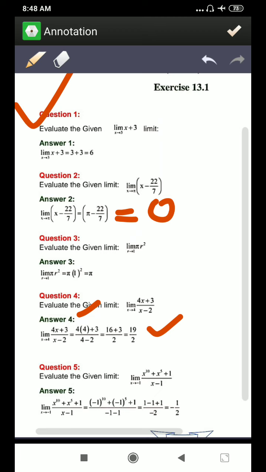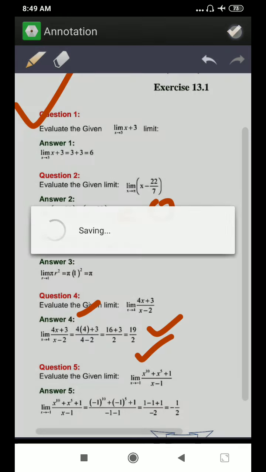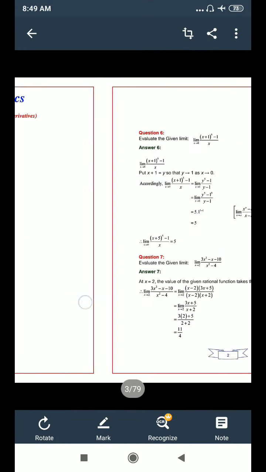In case you get 0 by 0, we have to further solve it. That question I will explain later on in the same exercise. Similarly, question number 5, it is given limit x tends to minus 1. So in the numerator and denominator, wherever x is there, you replace that by minus 1. So finally you will get minus half as the answer. Now you come to question number 6.